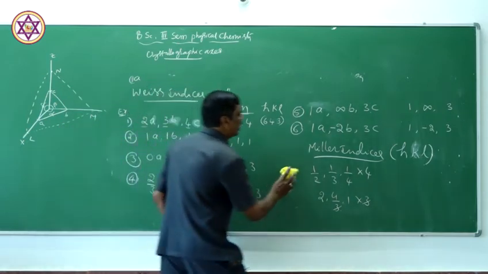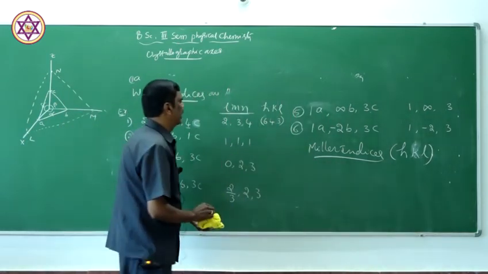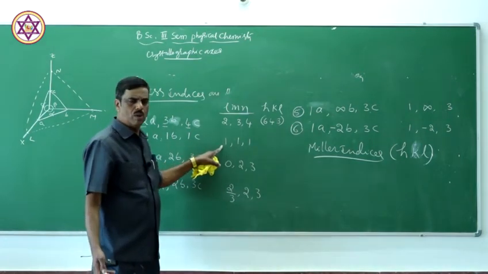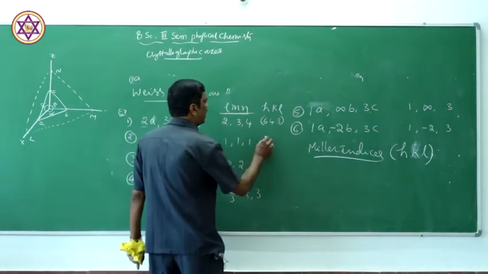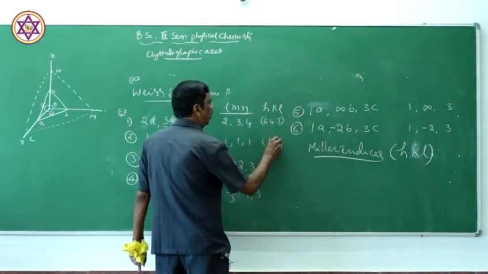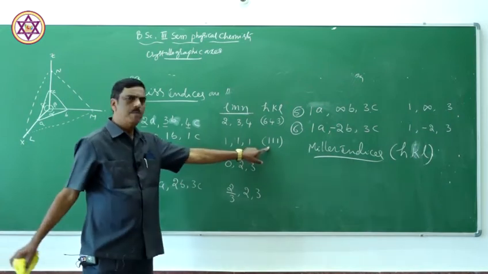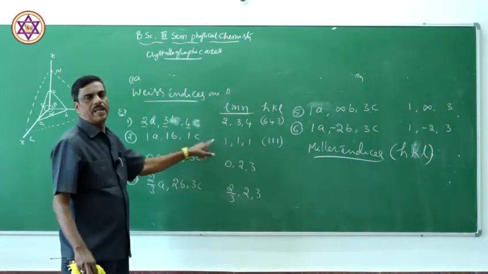Now, how to get the Miller indices of this 1, 1, 1? Reciprocal of 1 is 1 only. So, therefore, very easy it is. This one, 1, 1, 1 is the Miller indices. 1, 1, 1 is the Miller indices of this plane.